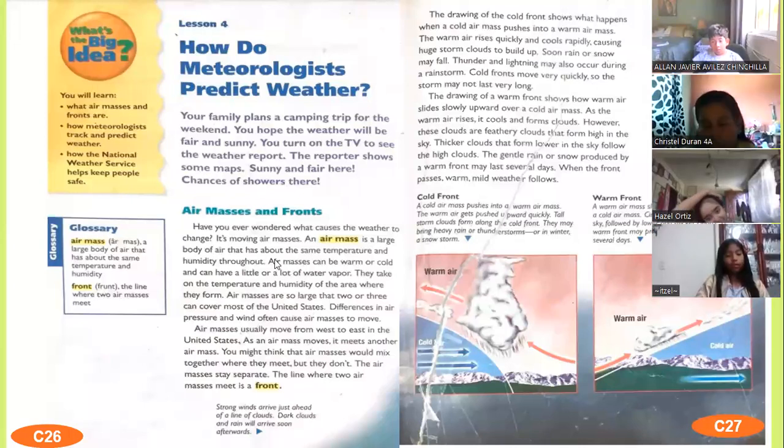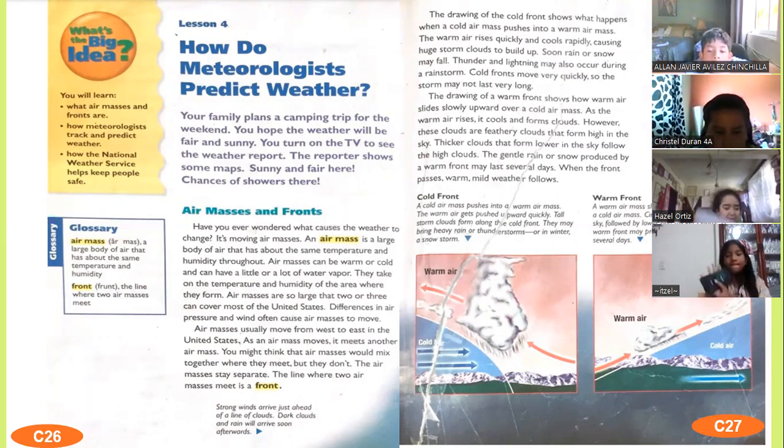But predicting is one thing. What causes the weather is another thing. It's moving air masses. The masses of air moving change the weather. An air mass is a large body of air that has about the same temperature and humidity throughout. Let's imagine it's like a cloud. That cloud has the same or similar temperature and also the same humidity in the whole cloud.